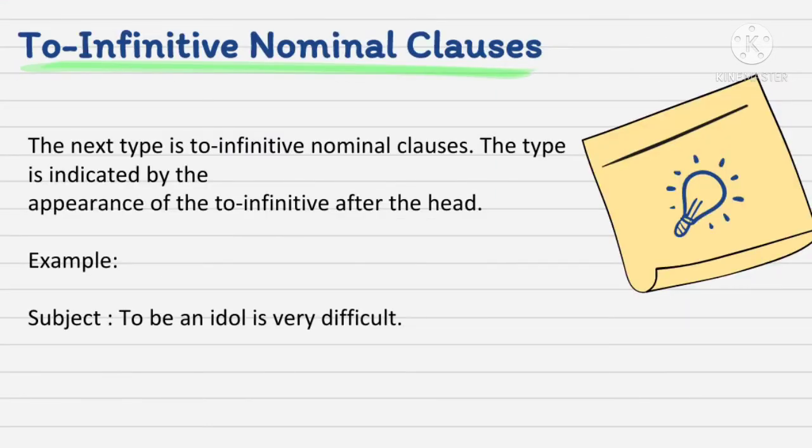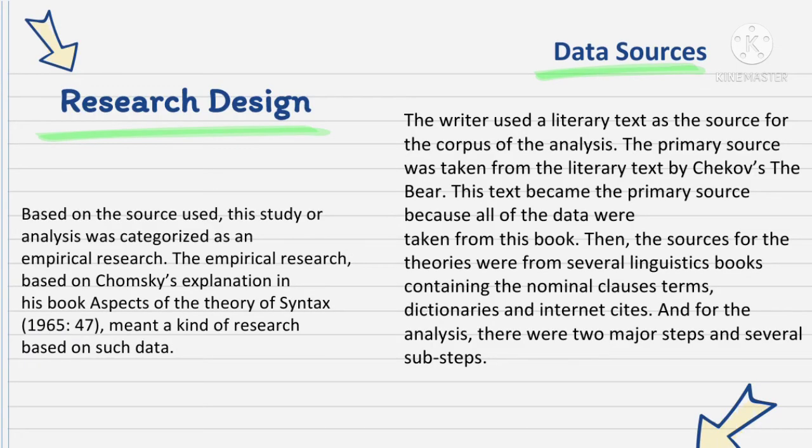And the next, to-infinitive nominal clauses. The type is indicated by the appearance of the to-infinitive after the head. Example, in subject: to be an idol is very difficult. And the last chapter is Chapter 3.